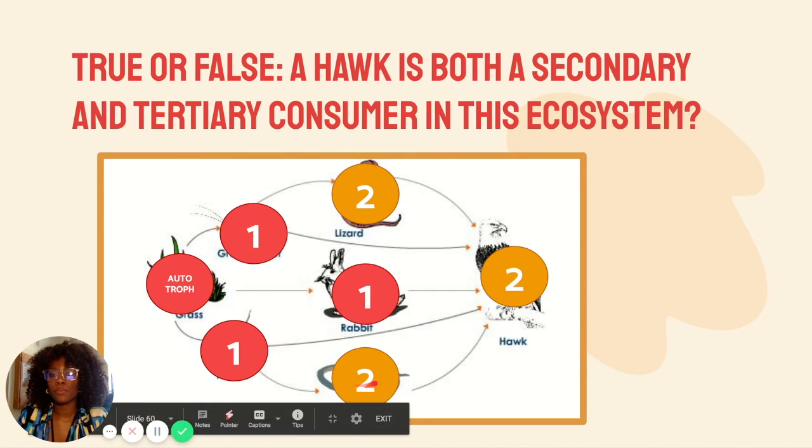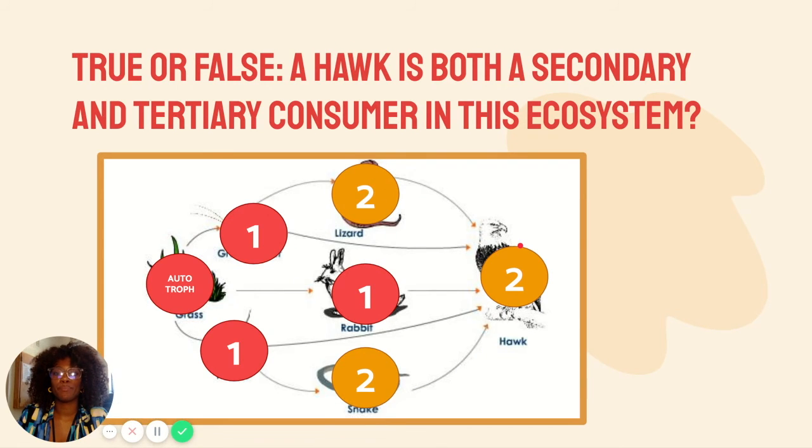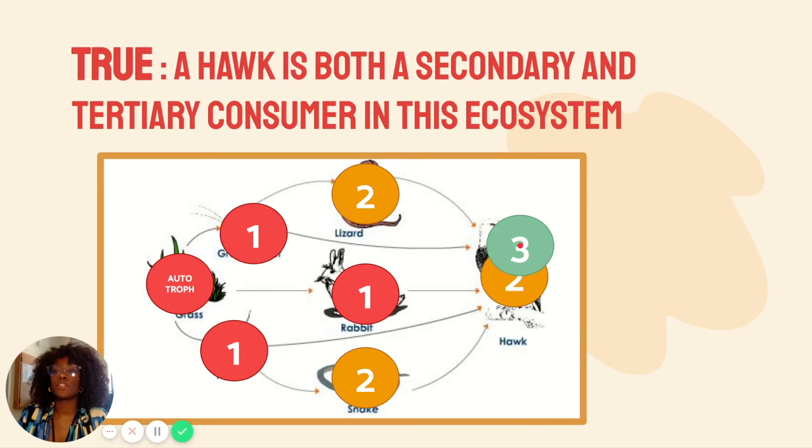Secondary consumers. Whoever the secondary consumers give their energy to are tertiary consumers. So tertiary consumer, tertiary consumer. Okay, so this is a true statement: a hawk is both a secondary and tertiary consumer in this ecosystem.